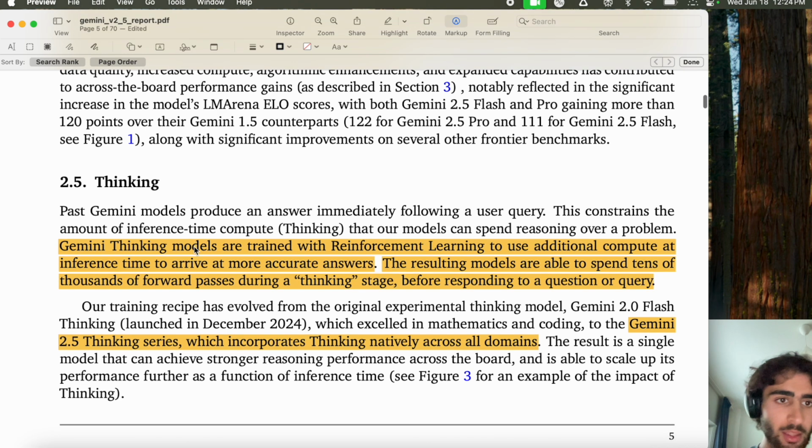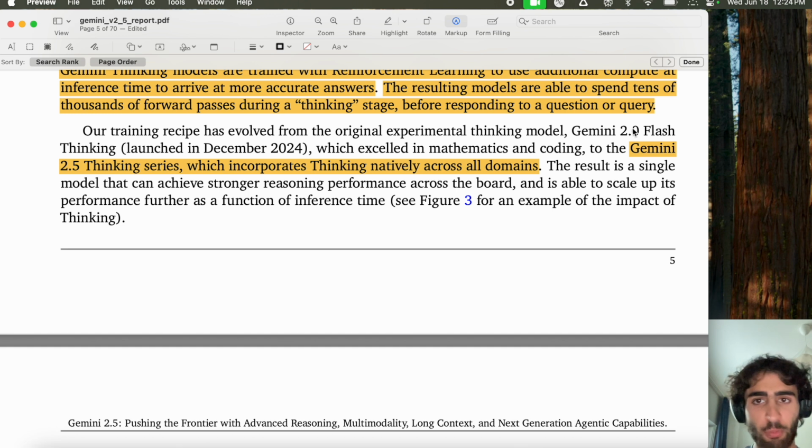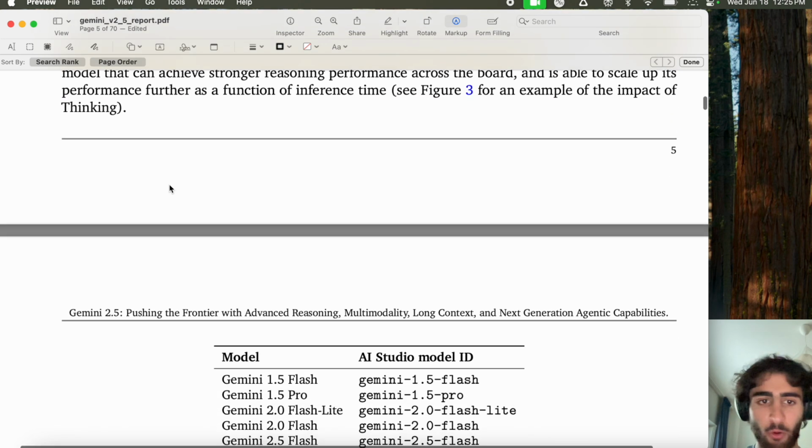Now, when it comes to thinking, they also added RL to the Gemini thinking models' training to use additional compute at inference time in order to arrive at more correct answers. So this is essentially what DeepSeek did in their paper when they released R1. So Google pretty much is copying DeepSeek here. The resulting models are able to spend tens of thousands of forward passes during a thinking stage before responding to a question or query. And they've moved from Gemini 2.0 Flash, which was really only good at math, code and reasoning, to the 2.5 thinking series, which is pretty much good at everything for reasoning.